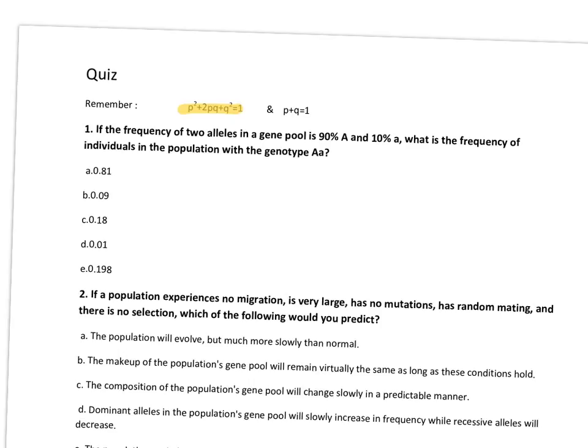That's right, the homozygous and heterozygous. But which one is homozygous dominant? The p squared, right? Homozygous dominant. Which is the homozygous recessive? Q squared. The q squared. And the heterozygous is 2pq. That's what that equation means. You have to know that.